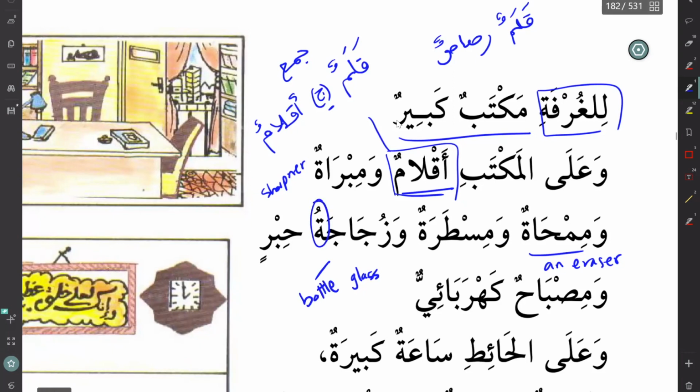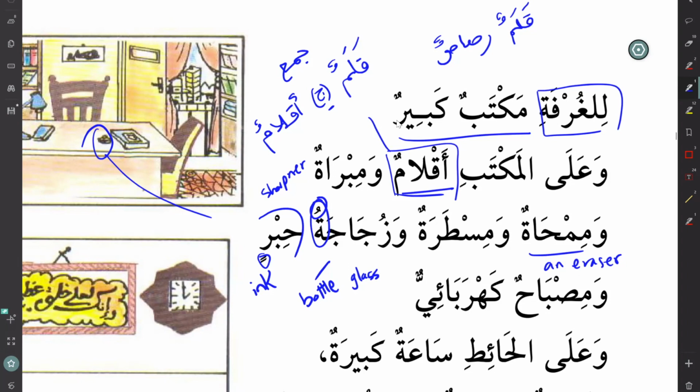Usually, when you have a ta marbuta, it means bottle. For example, for water glass, you can call it zujaz. Wa zujajatu hibr. What is hibr? Hibr is ink. A few things I want to note. Because we have one dhamma here instead of tanween, and we have a kasra here, we have to understand this is idafa. So you have to translate it as bottle of ink. Sometimes when you write with an ink pen, you have to have an ink bottle as well. I think that's what it's referring to. I don't think we use this kind of pen anymore. As far as I know, calligraphers use this kind of pen these days.